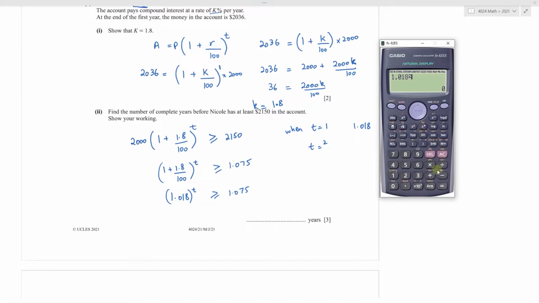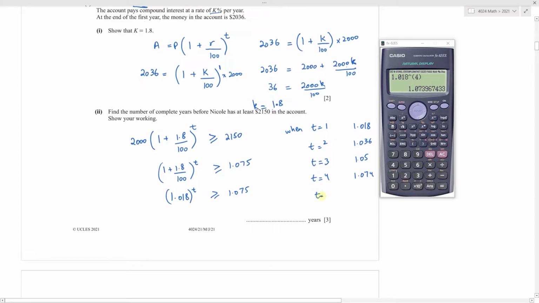1.018 squared is 1.036, which is still smaller than 1.075. So t equals 3: 1.018 to the power 3 is 1.05, still smaller. T equals 4: 1.018 to the power 4, which is 1.074, still smaller.